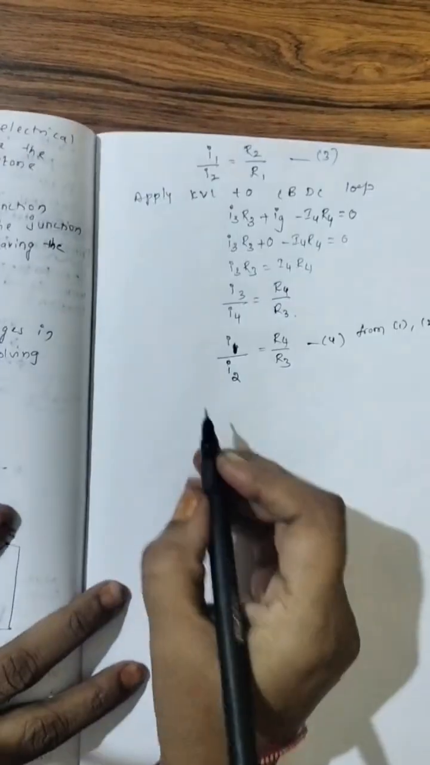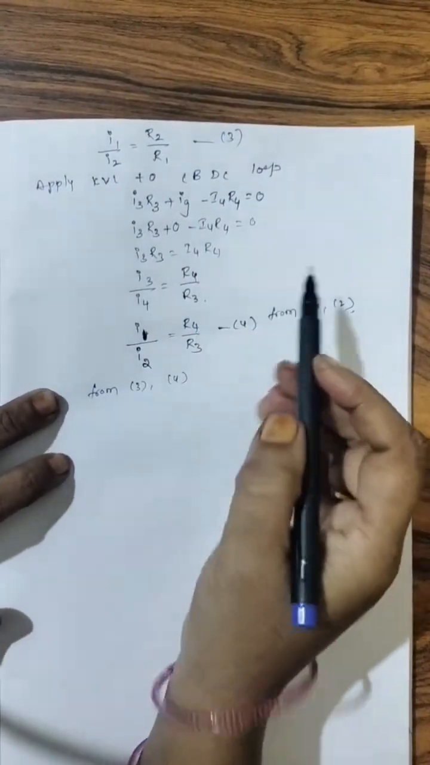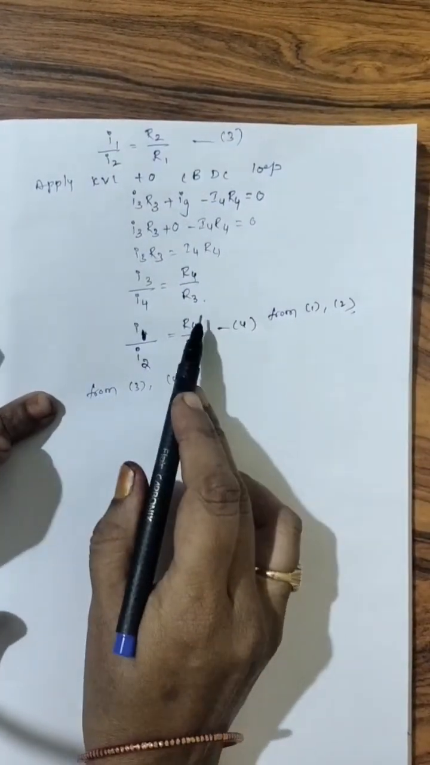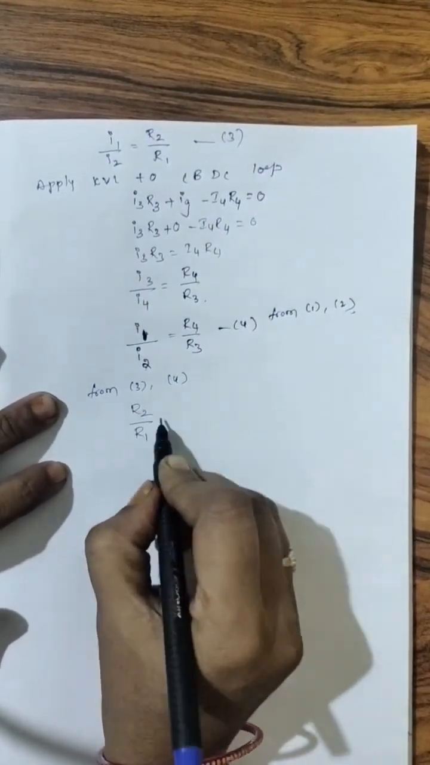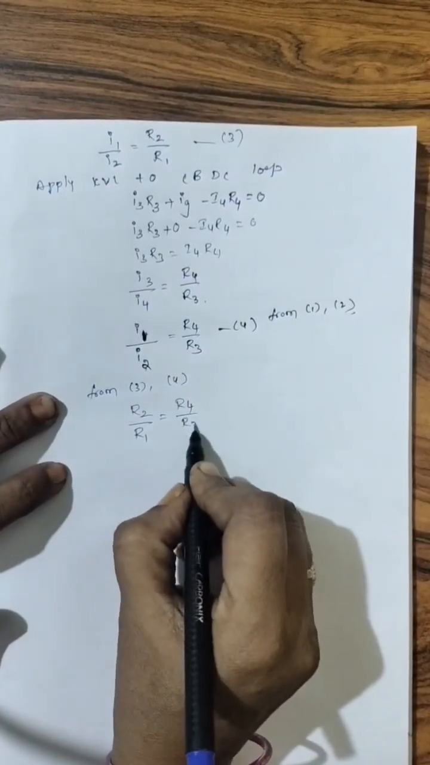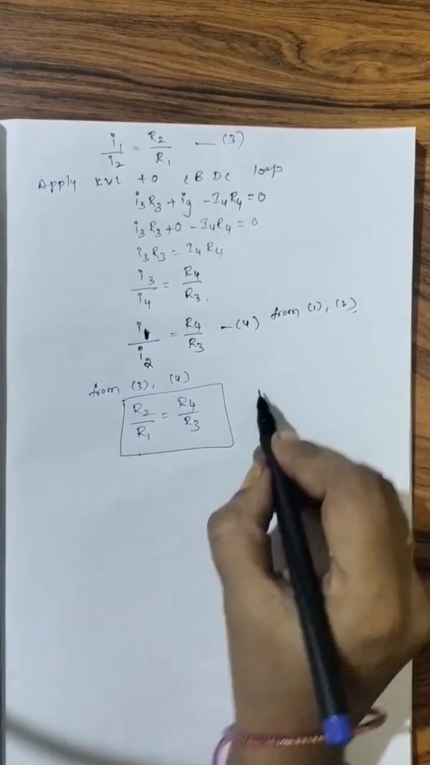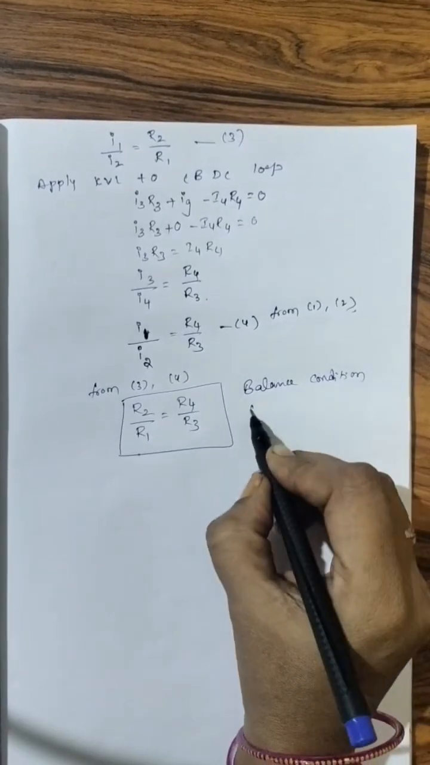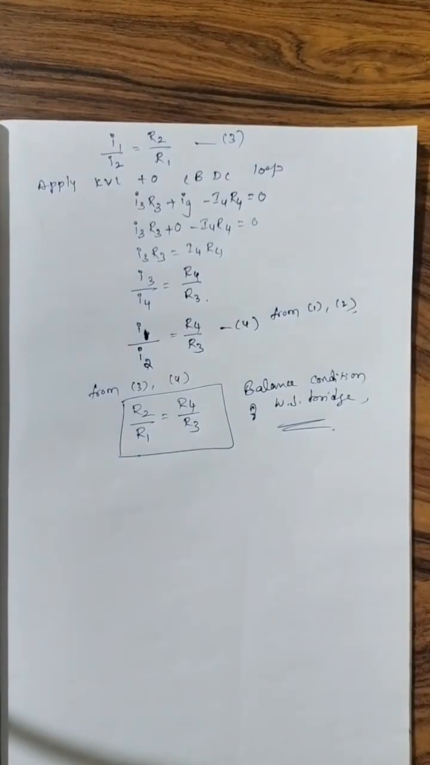Now, equation 4. Now, from 3 and 4, what will we get? I1 by I2 is equal to R2 by R1 here, and I1 by I2 equal to R4 by R3 here. So, we get R2 by R1 is equal to R4 by R3. This we call the balance condition of Wheatstone bridge, or the principle of Wheatstone bridge.